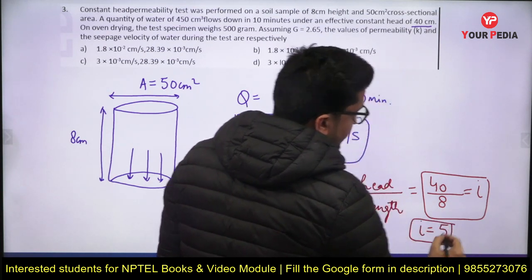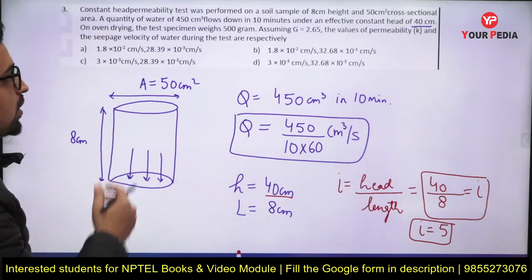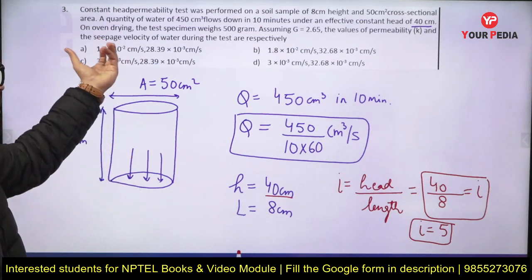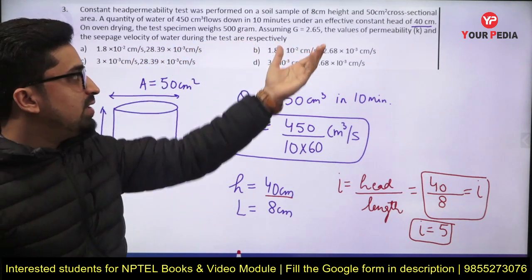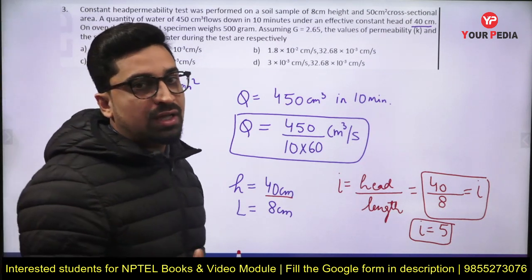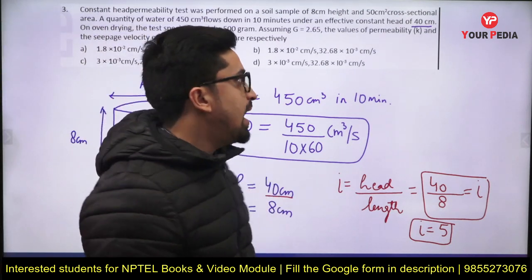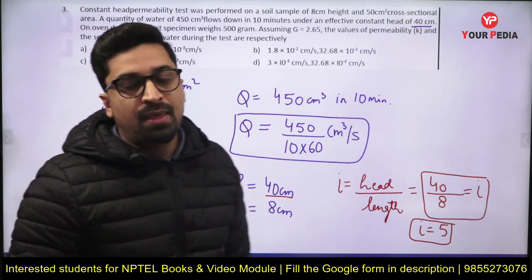So hydraulic gradient across this soil sample is 5, and they have also given you that on oven drying the test specimen weighs 500 gram, assuming G is equal to 2.65, and they are asking you the values of permeability, coefficient of permeability, and the seepage velocity of water during the test, right.